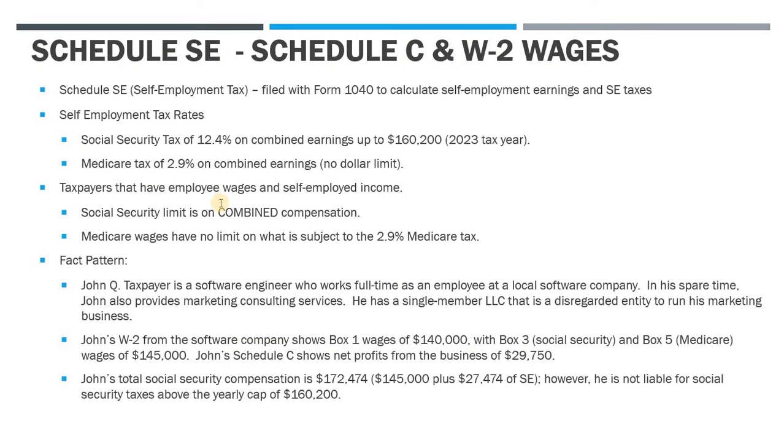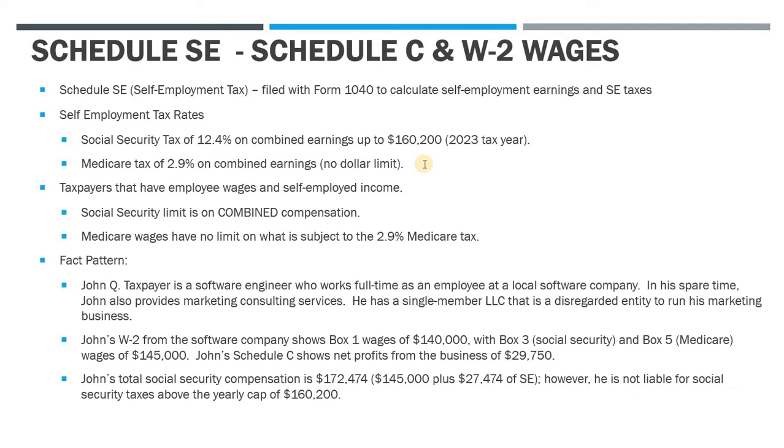So before we come back to that, I just have one slide here covering some background on the Schedule SE and our self-employment taxes, and then some more details on the fact pattern. So Schedule SE is used to report your self-employment tax and earnings. And the tax rate has two components, right? So it's a combined 15.3% rate, which is 12.4% of Social Security, and that's on your combined earnings up to $160,200. Now this is the ceiling amount for the 2023 tax year. This amount changes from year to year, usually with inflation.